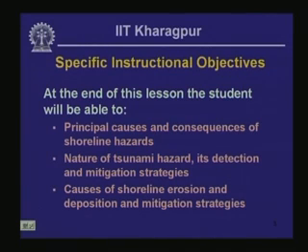The objectives of today's lesson are as follows. We are going to look at the principal causes and consequences of shoreline hazards. We are going to look at the nature of tsunami hazard, its detection and mitigation strategies, and we are also going to look at the causes of shoreline erosion and deposition and mitigation strategies that are normally employed to control these processes.